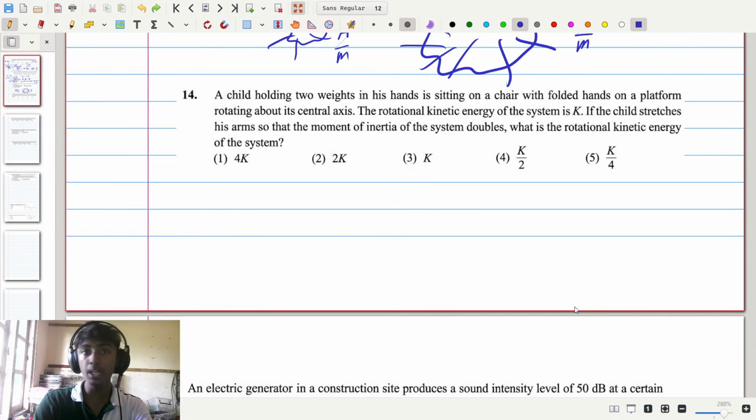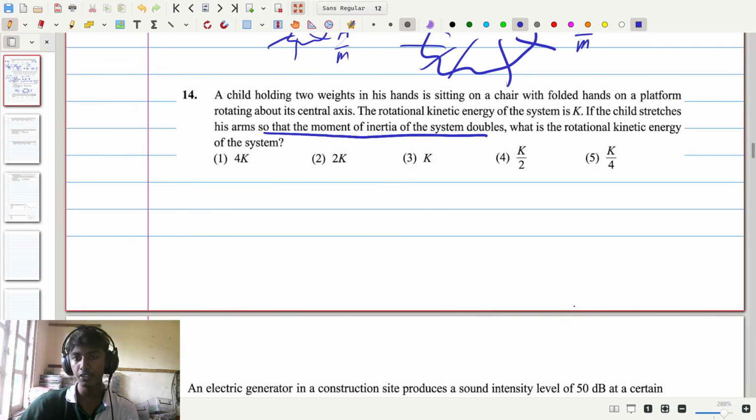Now moving on to question number 14. Question number 14 says, a child holding 2 weights in his hands is sitting on a chair with folded hands on a platform that is rotating about its central axis. So the child is sitting with the hands bent inward like this and rotating about some kind of central axis. Now given this, they say the rotational kinetic energy, RKE, of the system is equal to K. They also say if the child stretches his arms so that the moment of inertia of the system doubles, what is the final rotational kinetic energy of the system?